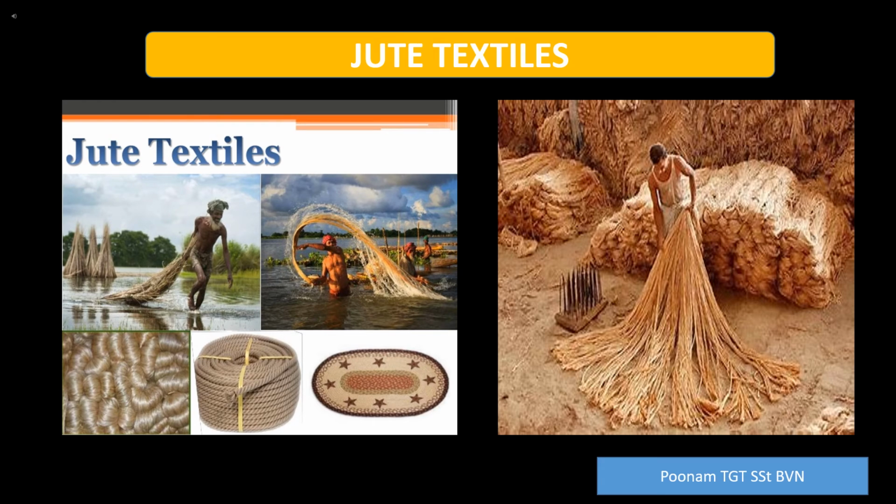Jute textiles are the second type of agro-based industries. India is the largest producer of raw jute and jute goods. It stands at second place as an exporter after Bangladesh. The first jute mill was set up near Kolkata in 1855 at Rishra. Students, this is again a one-marker CBSE question.